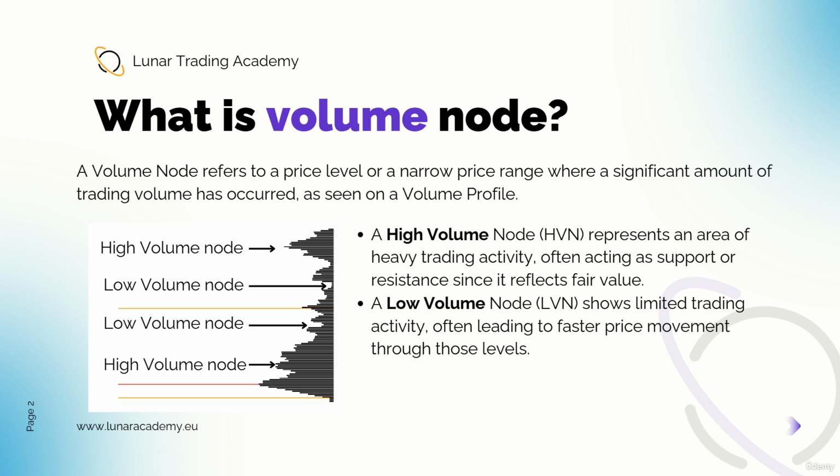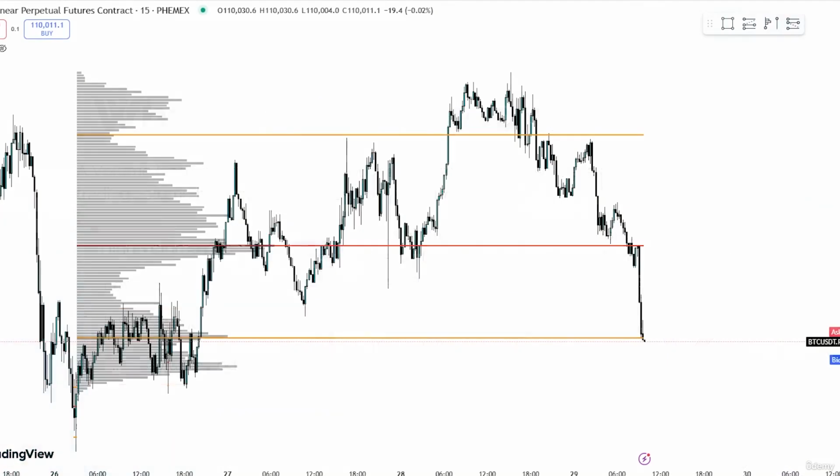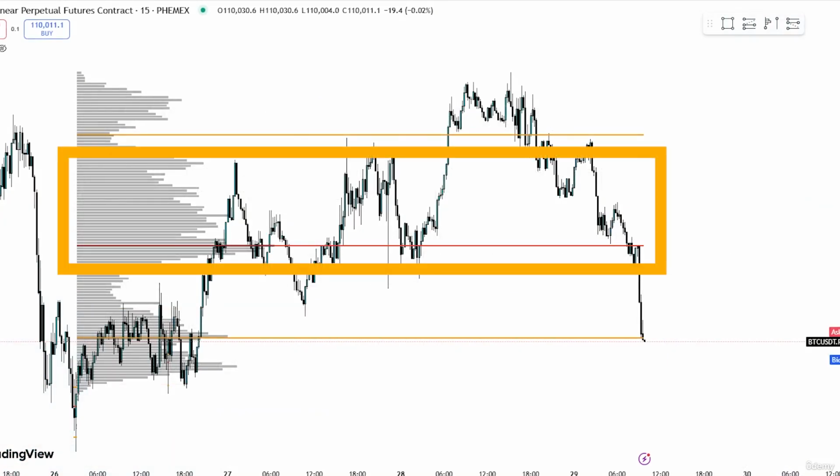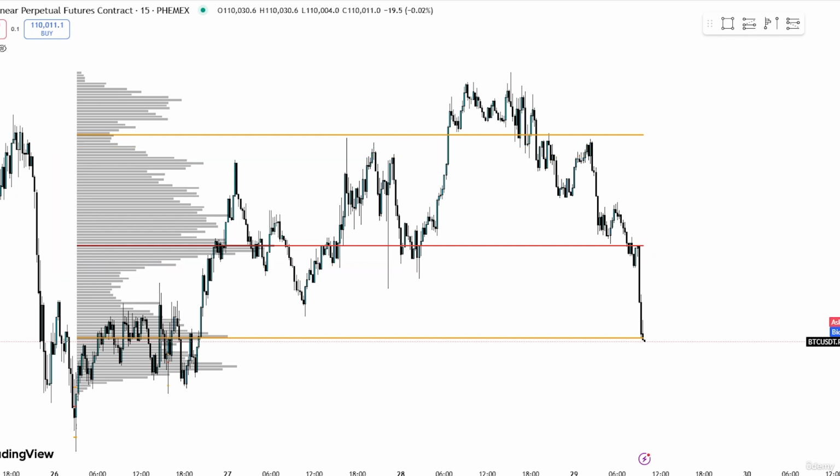as seen on volume profile. There are two main types of volume nodes, a high volume node and a low volume node. A high volume node is an area with heavy trading activity. Price tends to spend more time here, and this area acts as a strong key level. These levels, or areas around these levels, are often used as key levels for entry or exits.